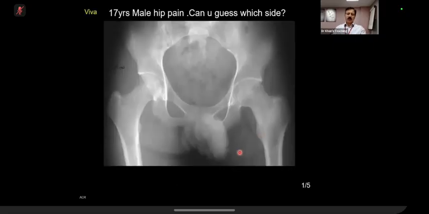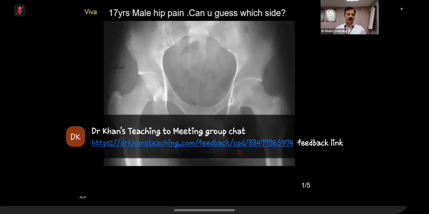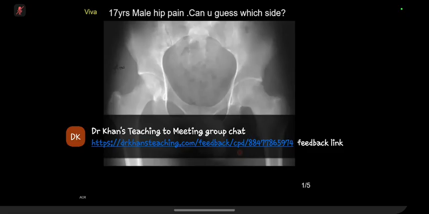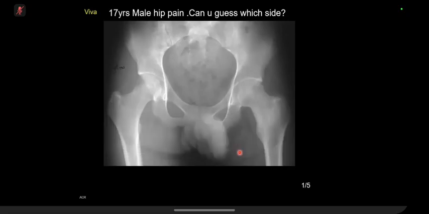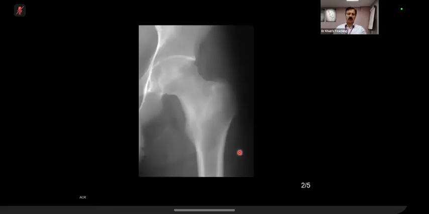Okay, candidate 1, 17-year-old hip pain. Can you guess which side is the hip pain? Indirectly, I'm asking you which side is abnormal. Left. The left. And why do you say that? So it's asymmetrical in that there's thickening or expansion of the femoral neck. Okay, I'll show you close up. Good, well done. Please continue.